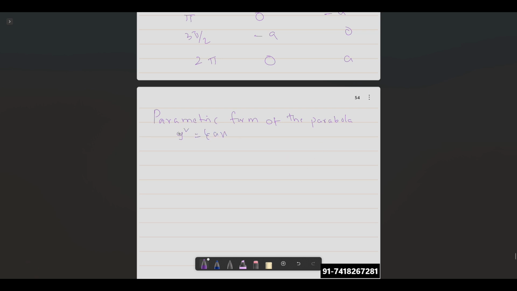How does it look? It is symmetric about the x axis. That means whatever value you give, minus or plus, it is symmetric about the x axis.